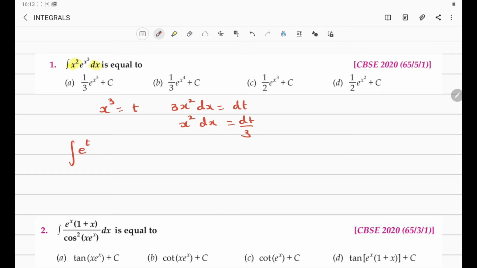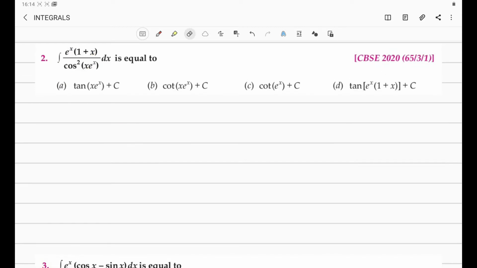So we get the integrand as e power t into dt by 3, which is 1/3 into integral of e power t, that is e power t plus c, which is 1/3 of e to the power of, in place of t we write x cube, plus c. So the answer is 1/3 e power x cube plus c, which is option A. So option A is the right choice.